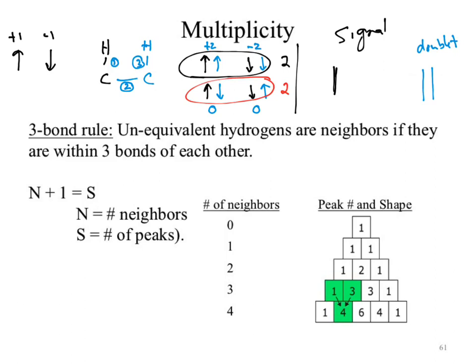Okay? If you don't care, that's fine. You just need to know the splitting patterns. A single peak all by itself is a singlet. 2 peaks. A doublet. Triplet. Quartet. I think this one's a pentet. Pentet. Might be a quintet. I don't remember.